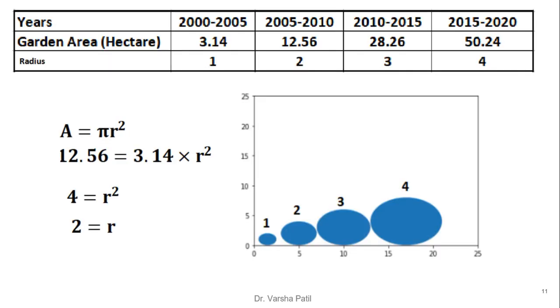For example, see, years are given in that particular range, and after that the next is the garden area, which is given in hectare. So it is 3.14, 12.56, 28.26 and 50.24. Now here we will consider the formula of a circle, that is area is equal to pi r square. Now the area is given, for example 12.56. We will calculate the radius. So here the radius is 2. For simplicity I am taking the values like 1, 2, 3, 4.